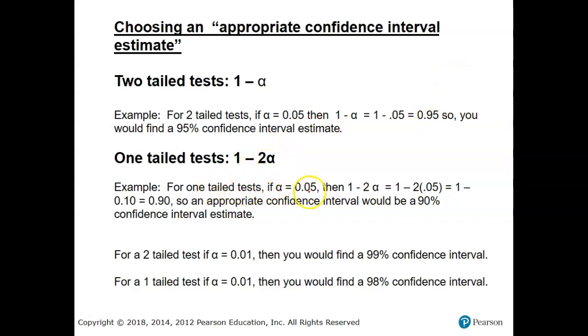So for a one-tailed test, if alpha is 0.05, then we're going to double that and subtract that from 1. So 0.05 is actually going to give us a 90% confidence interval. Here, if you've got 0.01 and it's two-tailed, then 1 minus 0.01 would be 0.99, and that gives me a 99% confidence interval. A one-tailed test is going to be 1 minus 2 times 0.01, which would be 0.98, so I'd have a 98% confidence interval. So just keep in mind when it's telling you to choose an appropriate confidence interval estimate that for the one-tailed test you're going to need to make this adaptation.